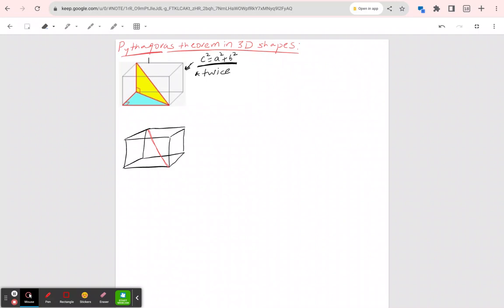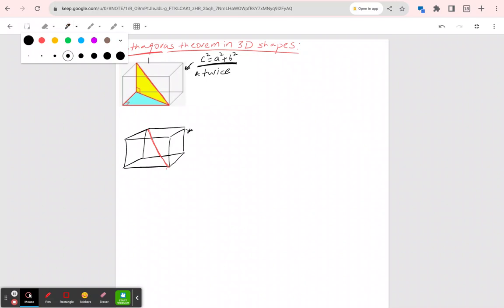In the exam, you will get a diagram like this, and then they may ask you to find the length of the longest rod you can fit in that rectangular prism. As you can see, this rod here is the length of the longest rod which you can fit in that rectangular prism. So let's learn how to do that.